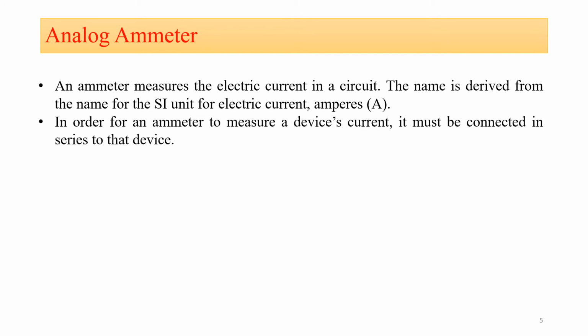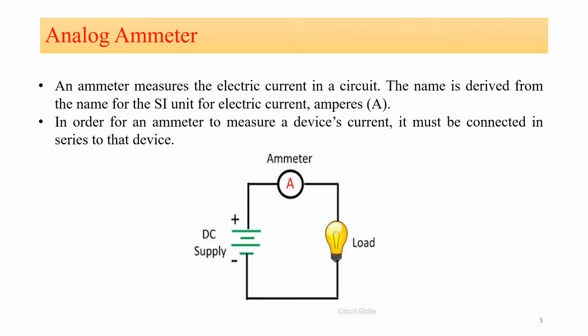Now an ammeter measures the electrical current in the circuit. The name is derived from the SI unit for electric current, that is amperes, A. In order for an ammeter to measure a device's current, it must be connected in series with that device. That is the main difference between analog voltmeter and analog ammeter. To measure the voltage we always connect the voltmeter across the device, but in the case of an ammeter, we always connect the ammeter in series with the device.